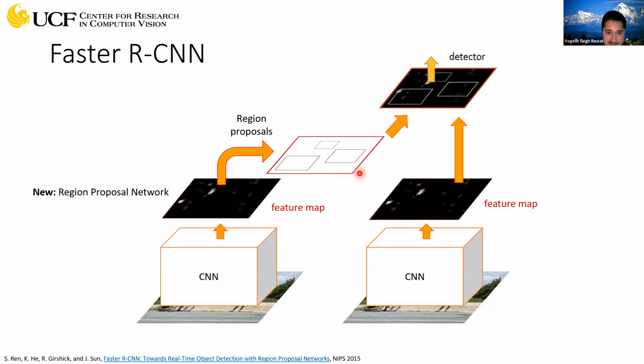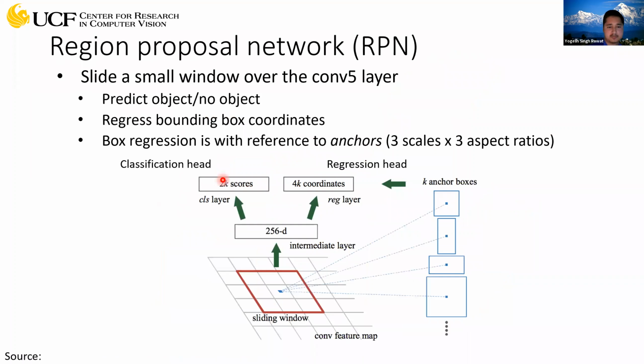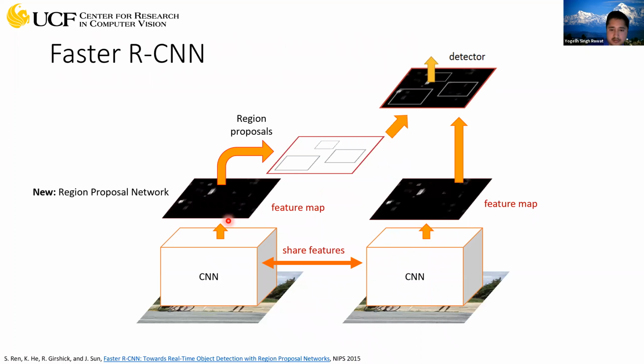So the idea is we use the same CNN, so these weights are shared. These are in fact the same network architecture. And we use this feature map to predict these proposals. So now let's see how this region proposal network works. The input to the region proposal network is this feature map, and the output we want is these bounding boxes.